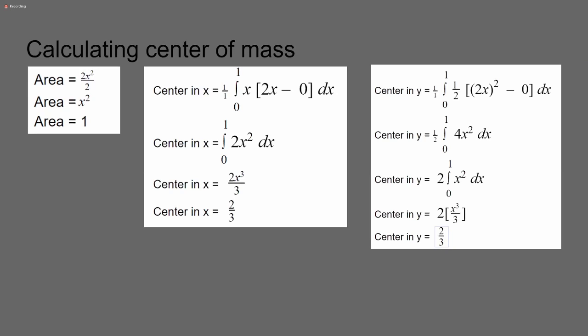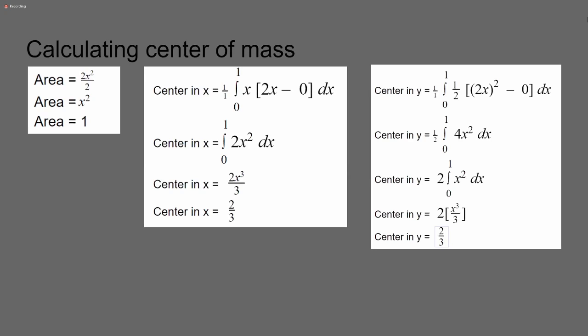And if we integrate the area, which is 2x, we get 1 as our area. Using that area, we plug it into our center of x, which is 1 over A, which is 1, times the integral from 0 to 1, x times 2x minus 0, since g of x is y equals 0. And then if we simplify it, we would get 2x squared. And then if we integrate, we get 2x cubed over 3. And then if we plug in 1 and 0, we get 2 over 3 for the center of x.